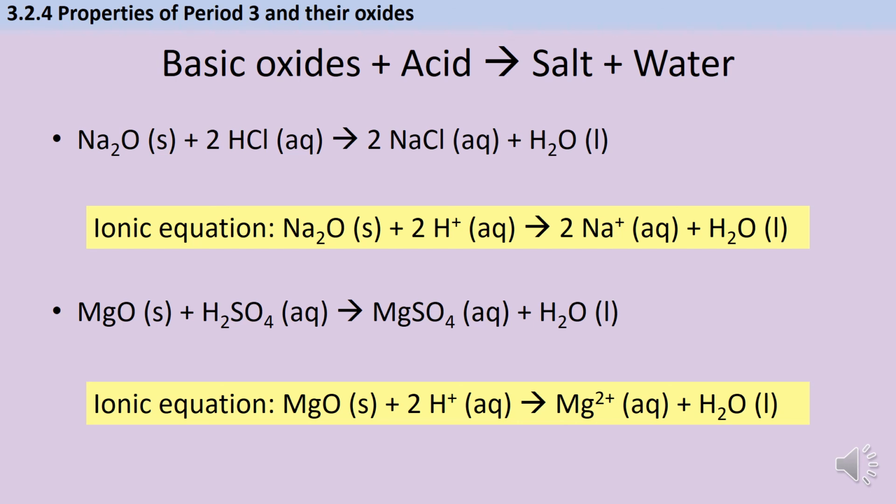Likewise, magnesium oxide will react with sulfuric acid to make magnesium sulfate and water, but again, we could use any different acid to produce a different salt, so we can also represent this with the ionic equation as you see here.